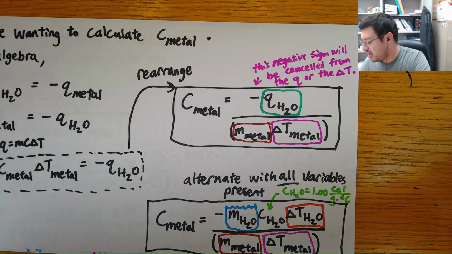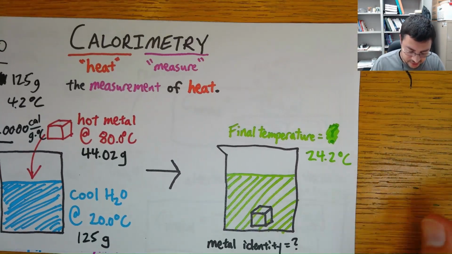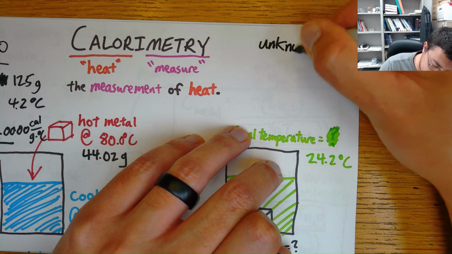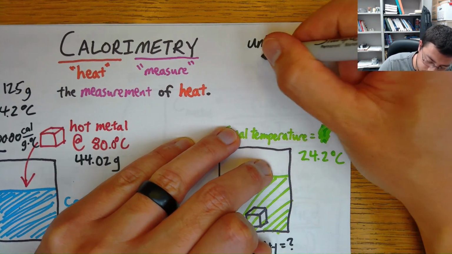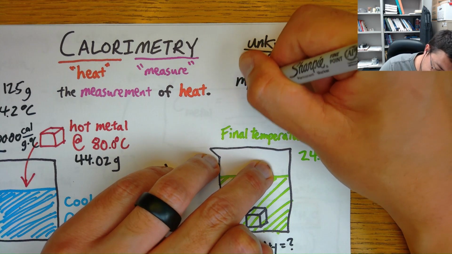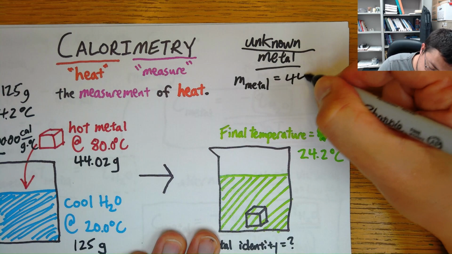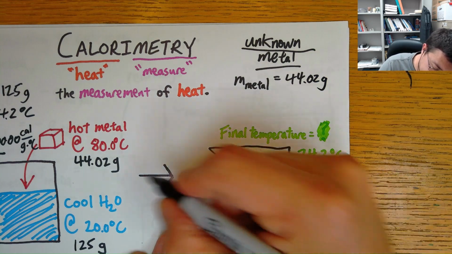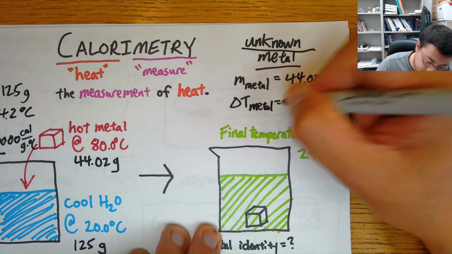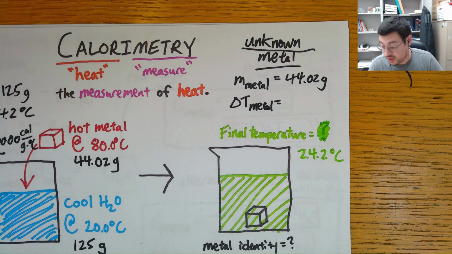All right, so let me go ahead and go back to the original problem statement, and let's just make a nice list of that. So for our unknown metal, we have a mass of metal of 44.02 grams. And our delta T for the metal, we started at 80, but our final temperature is 24.2.